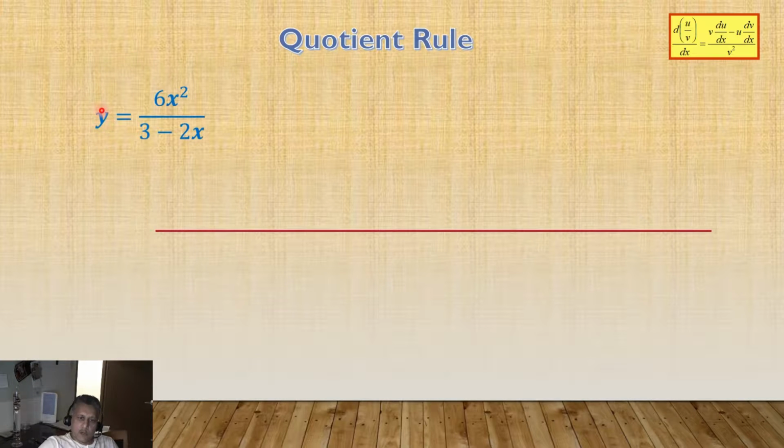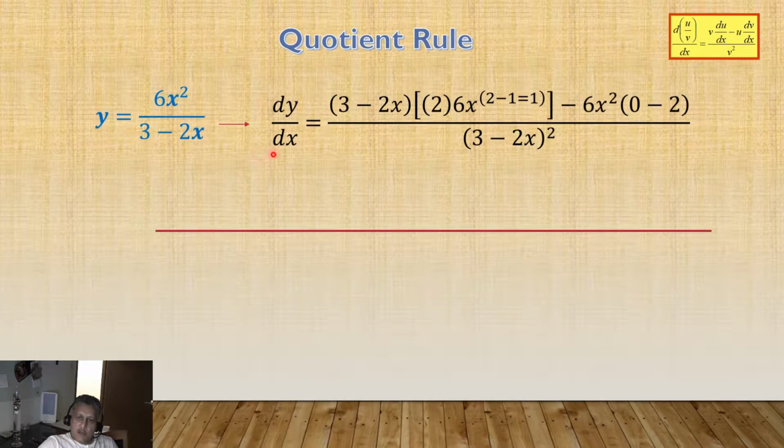Again, we have to keep our notation, so when we do the derivative of this it becomes dy dx. We have u here and we have v here. Let's go to the next step. I am going to set up the equation, and that is dy dx is equal to the denominator multiplied by the derivative of the numerator, and for the derivative of the numerator, I went a little bit elaborate here to show you how to do it.